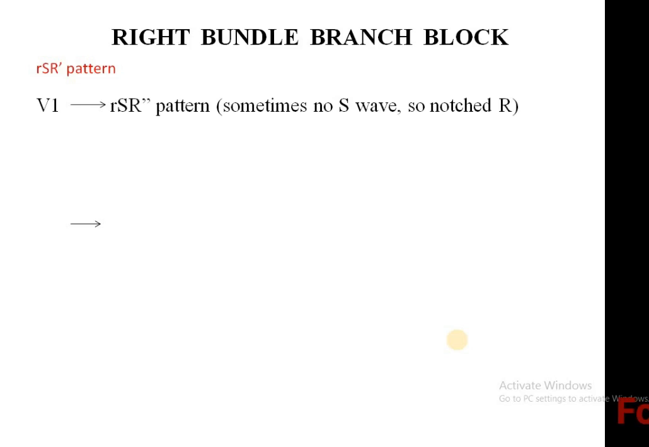Remember a mnemonic, right bundle branch, RSR pattern. So here you will be seeing the RSR pattern. We will be seeing the V1 and V6 patterns of ECG in cases of bundle branch blocks. In V1 you will be seeing RSR pattern. Sometimes there is no S wave but a notched R wave. So the pattern will be something like this. You can see this RSR pattern or RSR dash pattern.